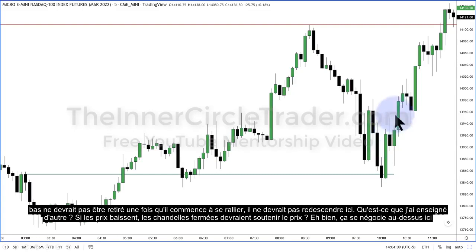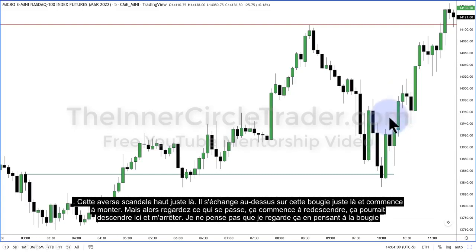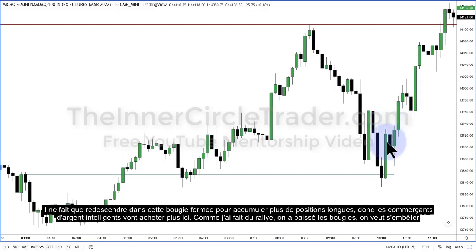Well, it trades above it here. This down closed candle is high right there. It trades above it on this candle right there and starts going higher. But then look what happens. It starts to go back down. It might go down here and stop me out. I'm not thinking that. I'm looking at this down closed candle thinking it's only going right back down into this down closed candle to accumulate more long positions. So smart money traders are going to be buying more here, like I did.